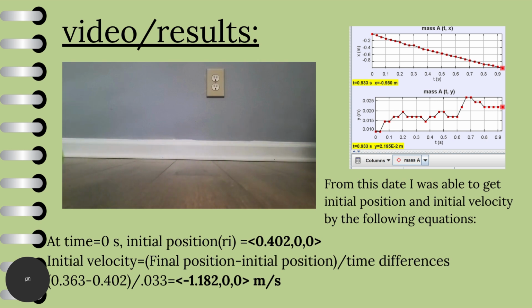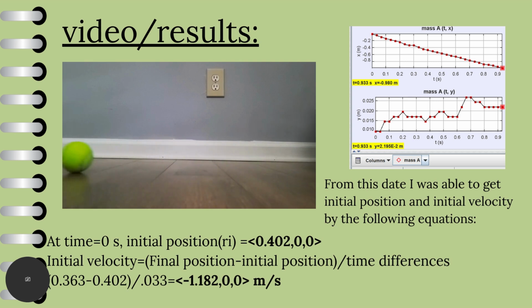So here's the video. The ball is moving to the left, and so after tracking its position, we get this data shown to the right, and from this data, at time equals 0 seconds, we get the position vector shown right here down below.